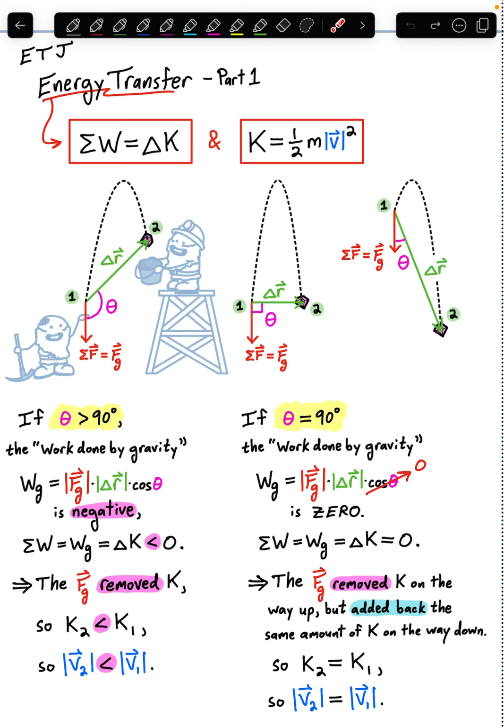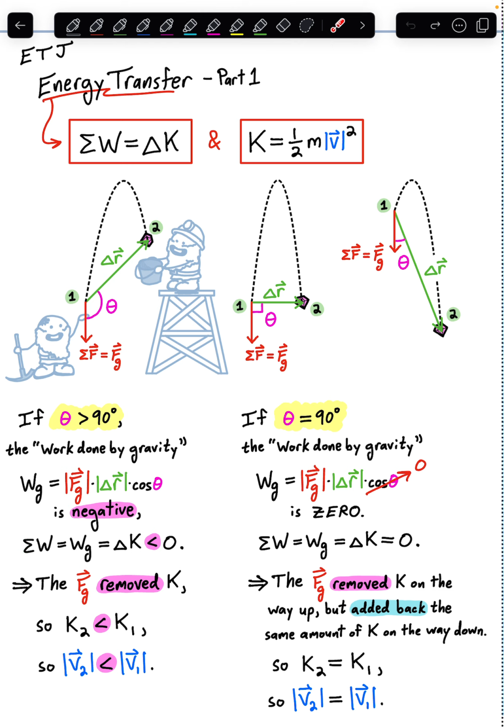Energy transfer. We are going to discuss the conceptual meaning of the work-energy theorem and how kinetic energy gets transferred from object to object and transformed into other kinds of energy. Look at these two scenarios here and these two descriptions of those scenarios. I'm going to ask you to write a corresponding description for this third scenario in a moment.